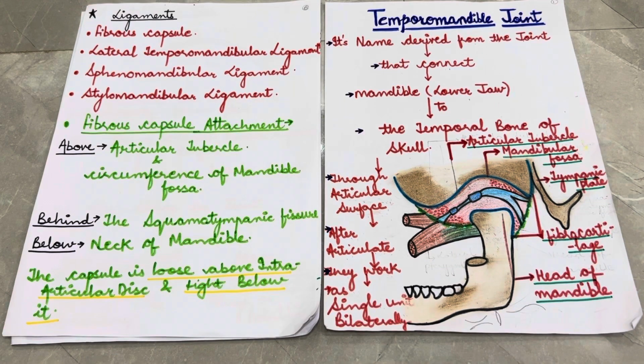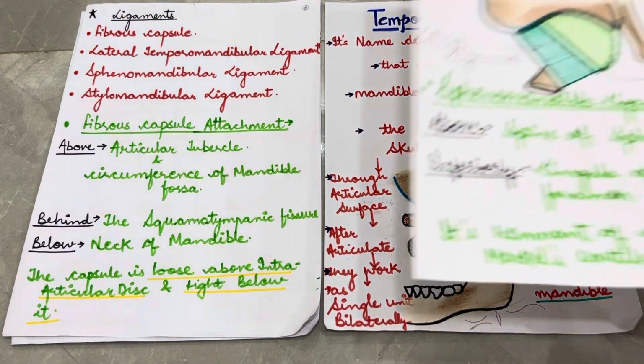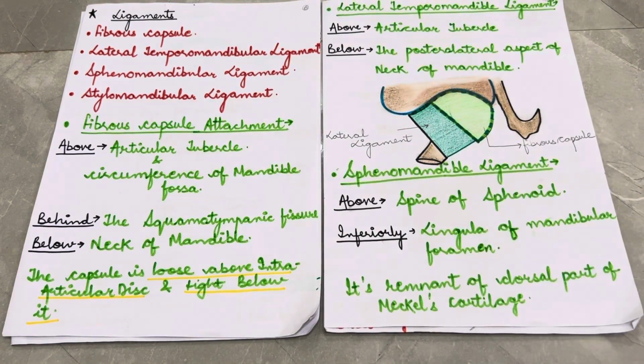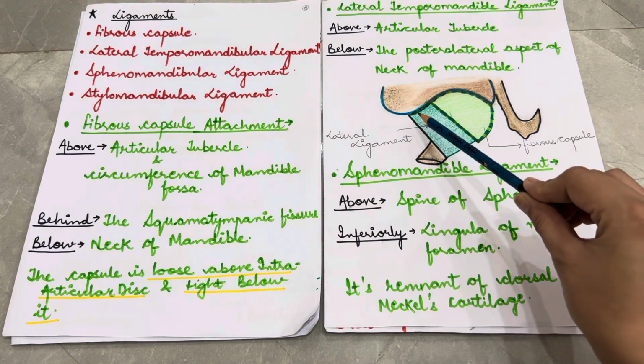So there are four ligaments present in the TMJ. One is the fibrous capsule, next is the lateral temporomandibular ligament, next is the sphenomandibular ligament, and next is the stylomandibular ligament. We'll study the fibrous capsule and see where it's located. As its name tells us, it is composed of fibrous tissue, and it is attached to the articular tubercle.